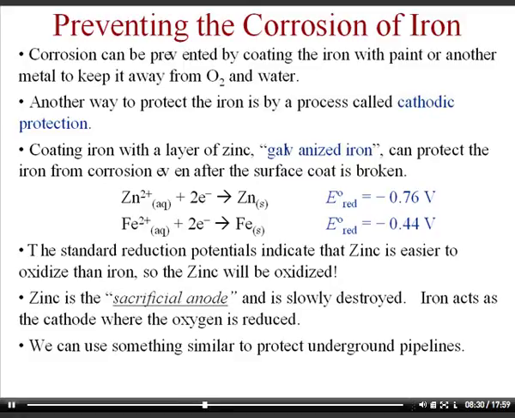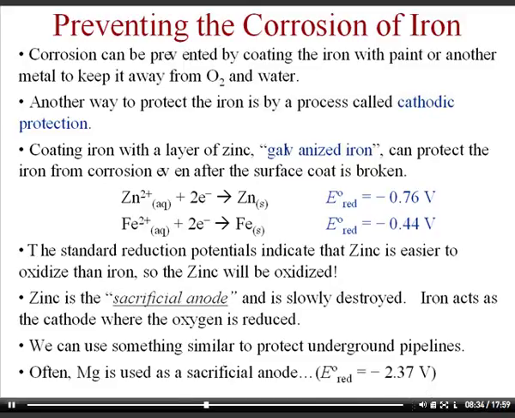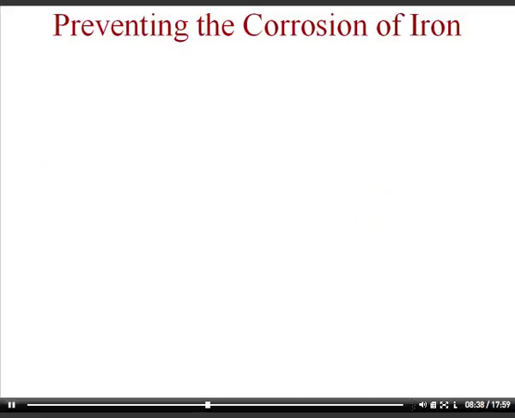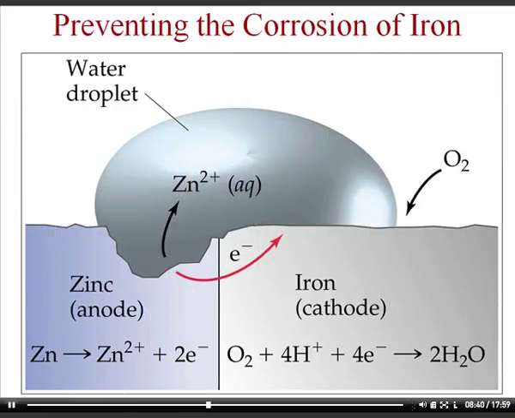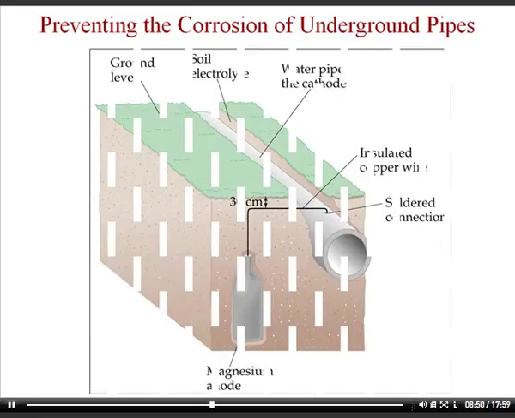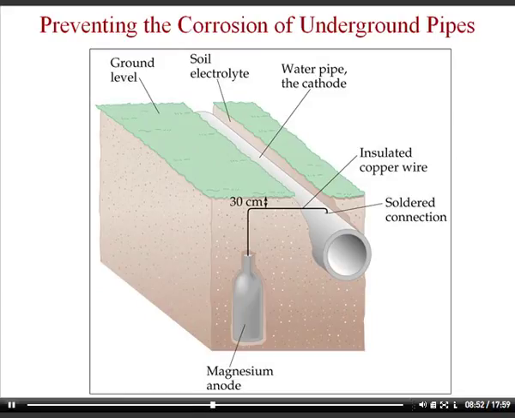And you can use something similar to protect underground pipelines, and that's what's shown on the next page. Often magnesium is used as a sacrificial anode because it has a really negative E reduction potential. And here's a little picture of zinc protecting iron. The zinc is getting eaten away, and the iron is the place where the electrons are going into the oxygen. And here's a picture of the underground pipe being protected by magnesium.